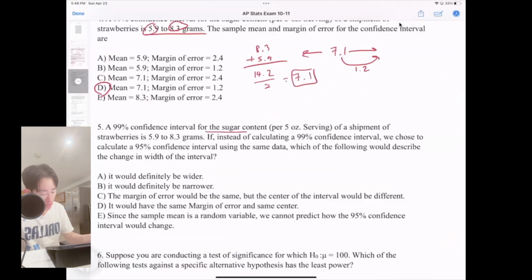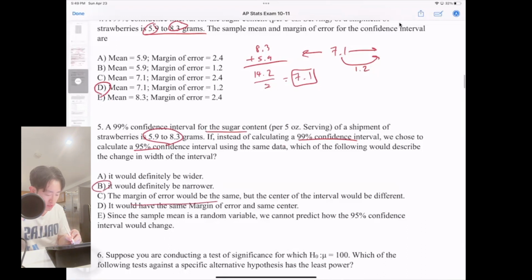99% confidence interval for sugar content of a shipment, and so on. Then instead of calculating a 99%, we chose to calculate 95. So the confidence interval shrunk, basically. It would definitely get narrower.